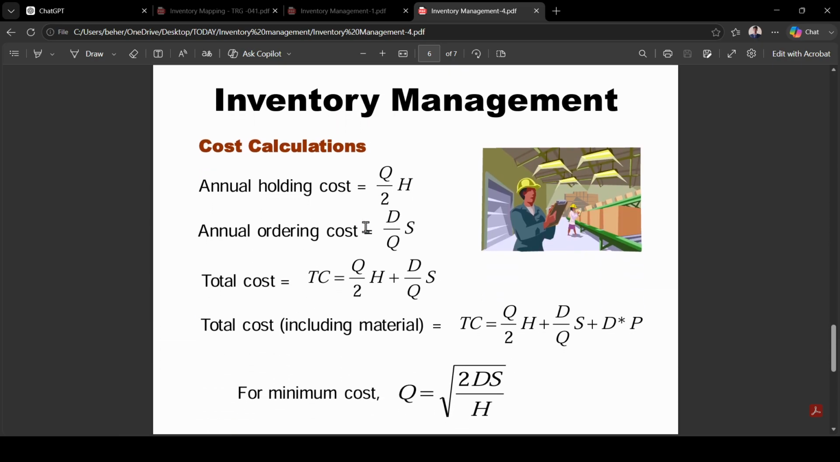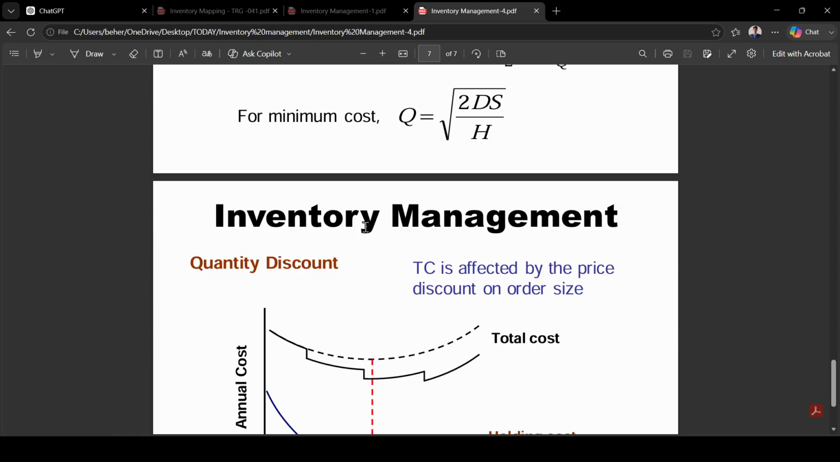Cost calculation: annual holding cost is Q/2 times H, annual ordering cost is D/Q times S. Total cost is equal to Q/2 H plus D/Q S. Total cost including materials is Q/2 H plus D/Q S plus D times P. For minimum cost, Q equals the square root of 2DS/H.